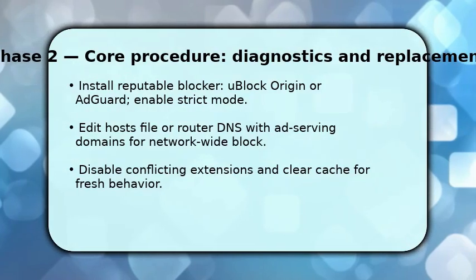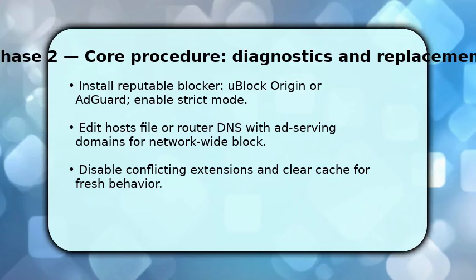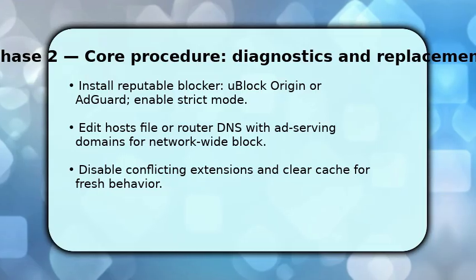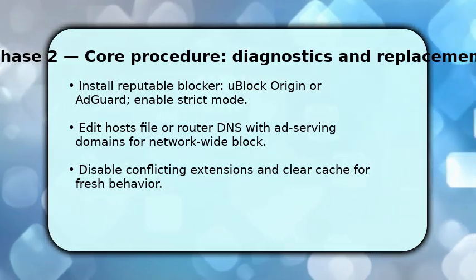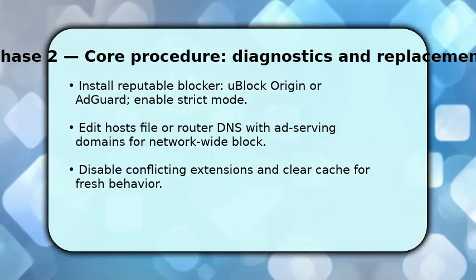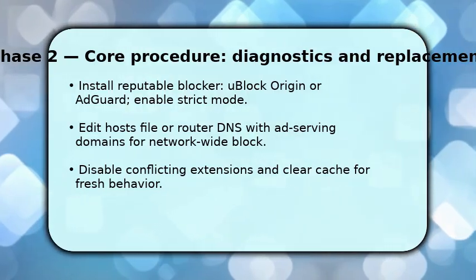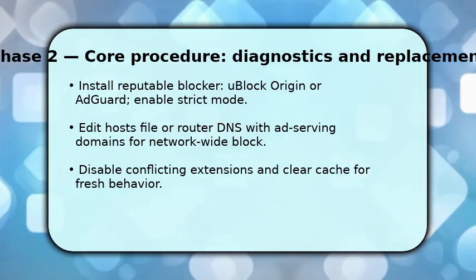You now configure the chosen tool so blocking is effective. If you picked an extension, install uBlock Origin or AdGuard, enable strict filter lists, and whitelist trusted channels only when necessary. For network-wide blocking, add common YouTube ad domains to your hosts file or configure your router's DNS to use a blocker like Pi-hole. Once done, disable conflicting extensions, and clear your browser cache so new rules apply.